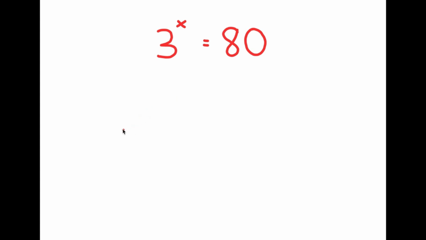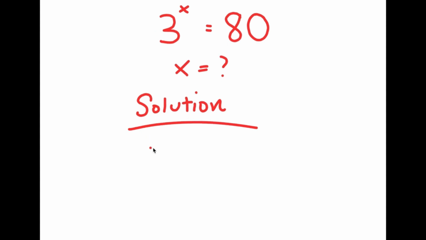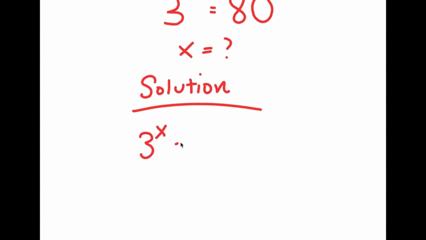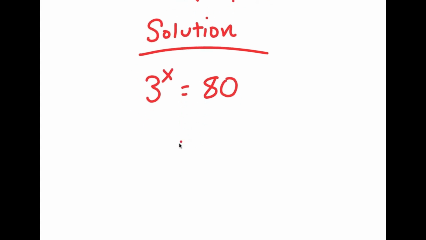Alright, so in this problem, I have 3 to the power of x is equal to 80. So I want to find the value of x here. For my solution, I first start with 3 to the power of x is equal to 80. And now I'm going to take the log on both sides. So I get log 3 to the power of x is equal to log 80.